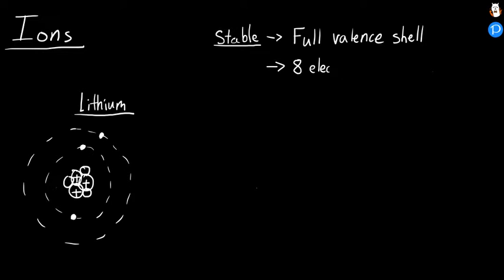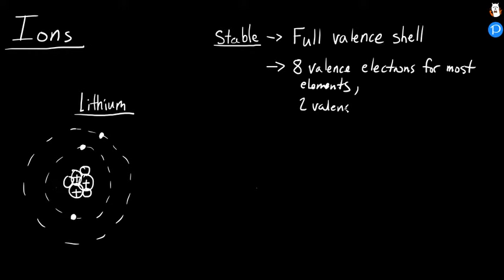Actually, let's make it 8 valence electrons is the magic number here. 8 valence electrons for most elements is a full valence shell. And then we'll say 2 valence electrons for some.